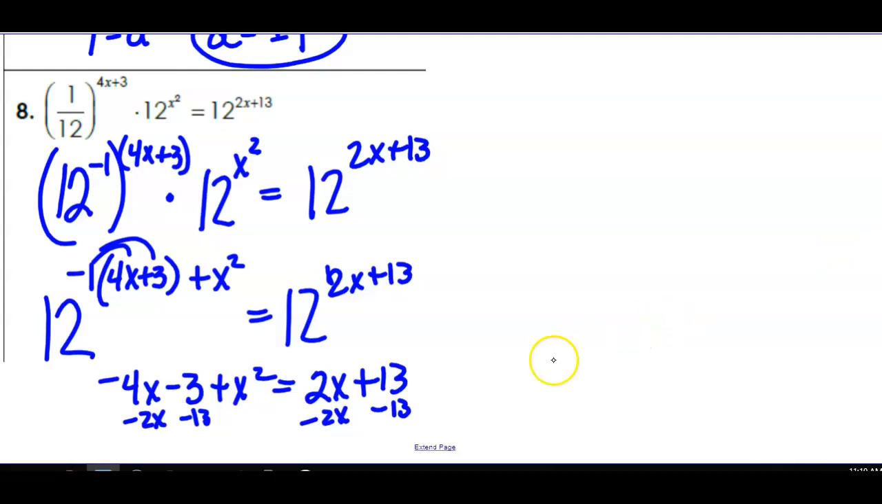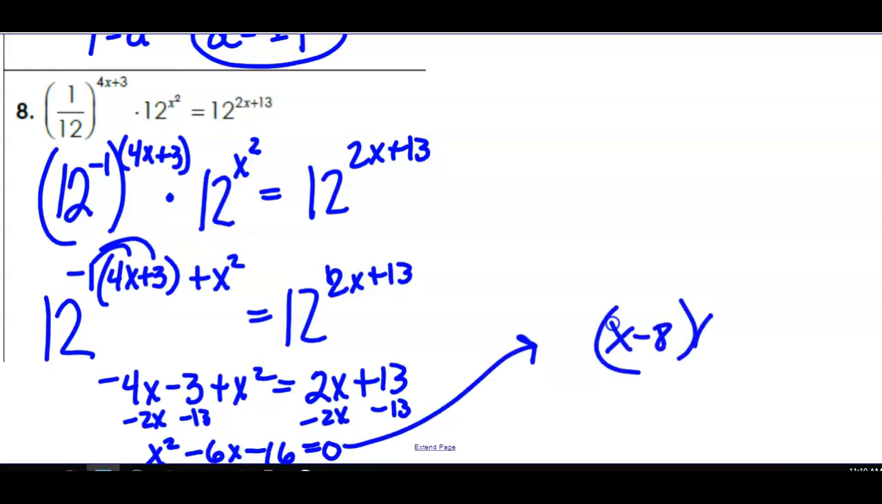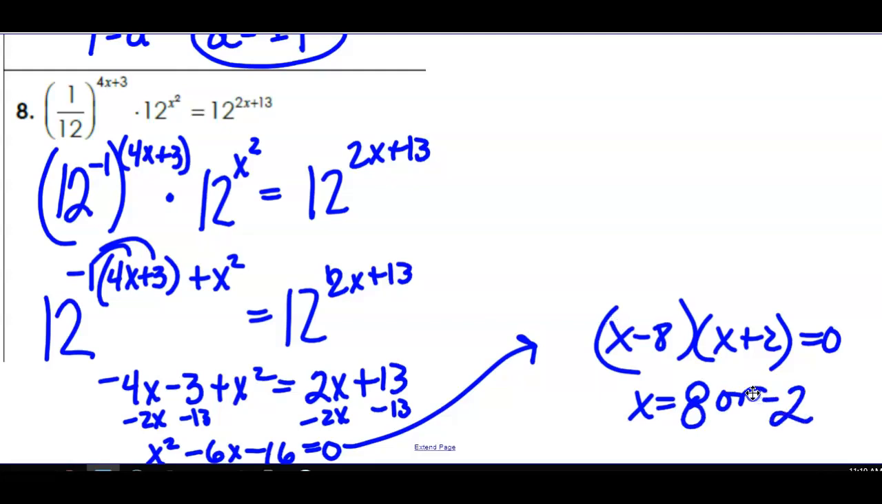Sorry if I'm skipping too many steps for some of you. But over here I will have x squared minus 6x minus 16 equals 0, which would factor into x minus 8 and x plus 2, or x equals 8 or negative 2. And there's no reason you can't put both of those back in here. They will both work, okay?